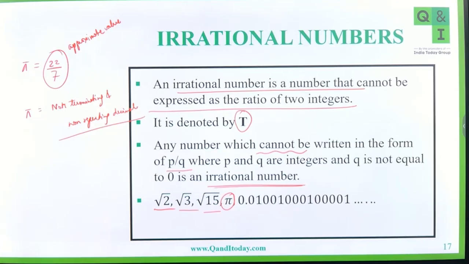Okay, so that's why you can see this last example. This is also an example of non-terminating and non-repeating. So you have 0, 1, and then 0, 0, 1, and then 3 times 0 after that 1, then 4 times 0 after that 1. So there is a pattern, but it is not exactly repeating, right? So that's why we say that it is non-terminating and non-repeating, and that's why it is an irrational number.